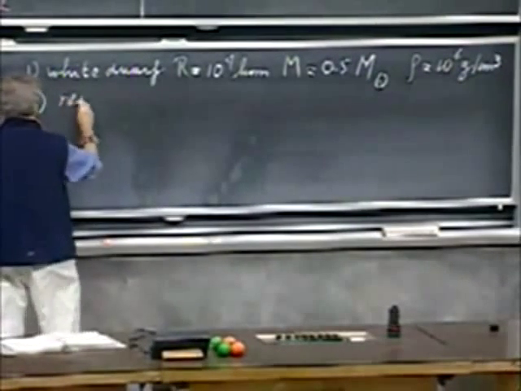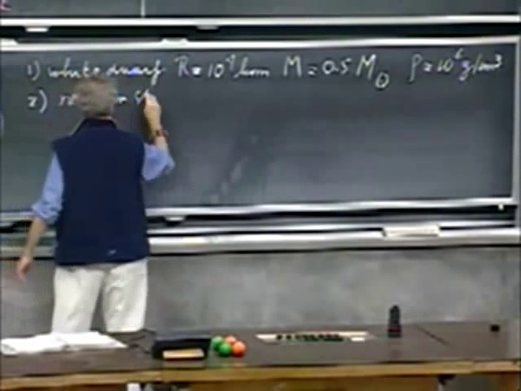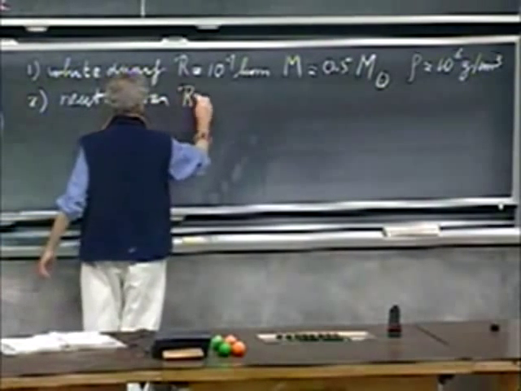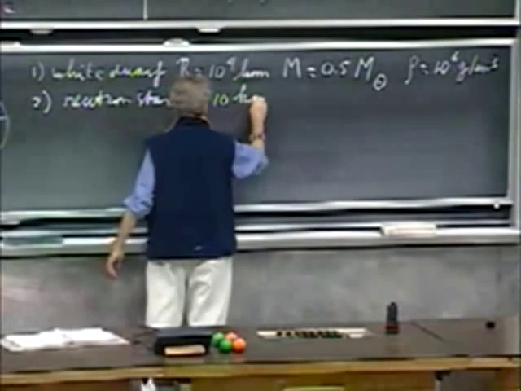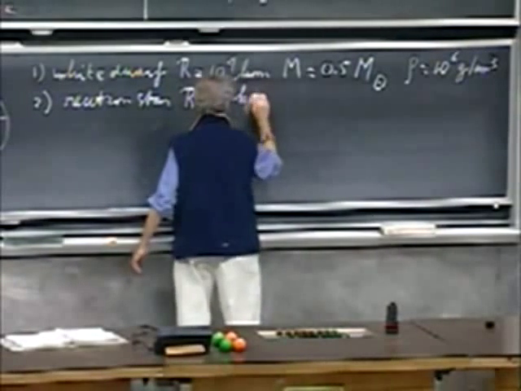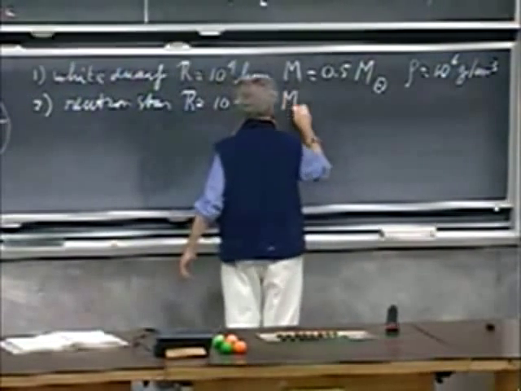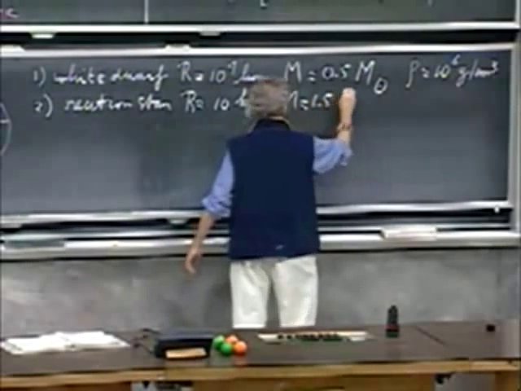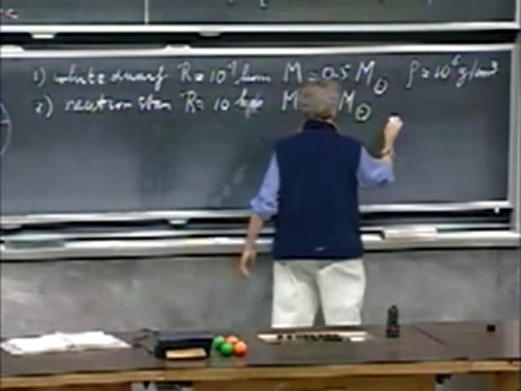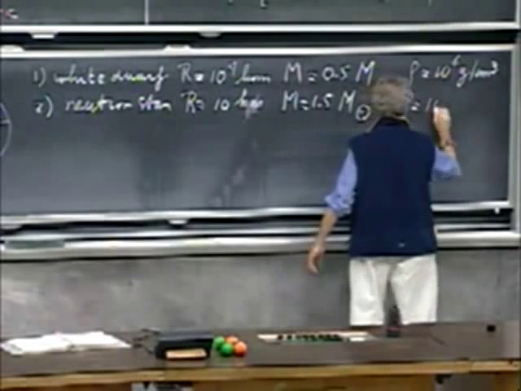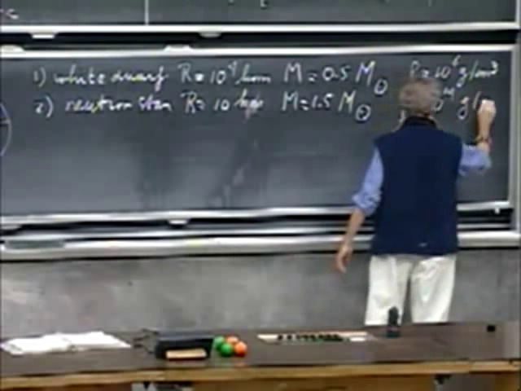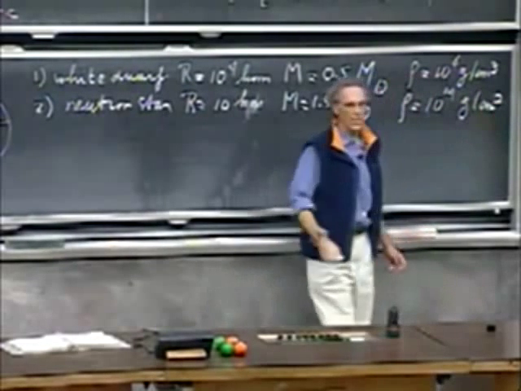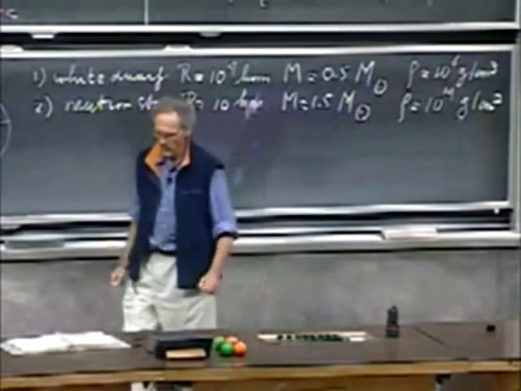Another possibility is that you end up with a neutron star. A neutron star has a radius of about 10 kilometers, and it has a mass of roughly 1.5 times the mass of the Sun, and its density is about 10 to the 14 grams per cubic centimeter, which is even higher than the density of nuclei.